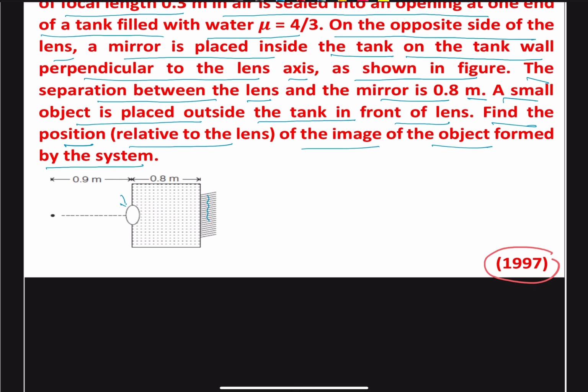So we are supposed to find out that a small object is placed somewhere here, and we have to find out the position of the image of the object formed by the system. So this system consists of an equiconvex lens, water, which will be acting as a different refractive index, and then there will be a mirror. So it will be a combination of all these three parts.